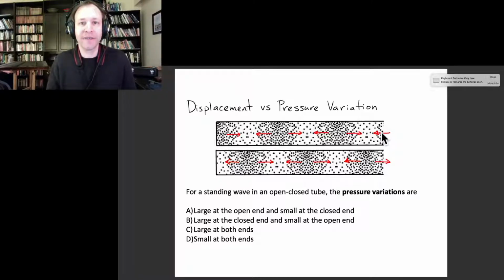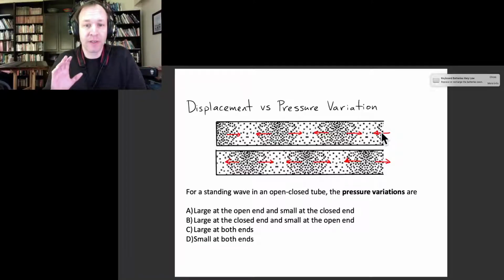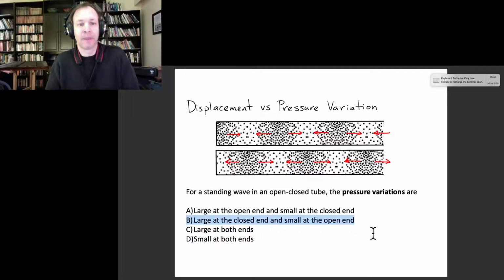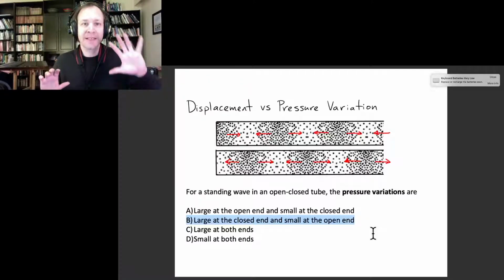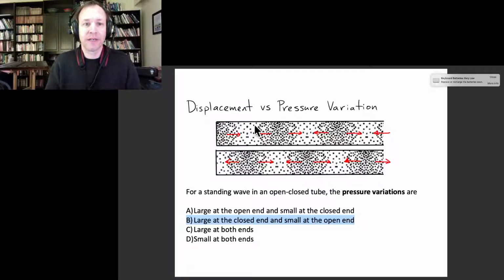Okay, so hopefully you've had a chance to think about that. And what I want to do now is explain the answer. And the answer is this. So large at the closed end and small at the open end. And in order to understand this, the easiest thing we can do is just look at the diagram.